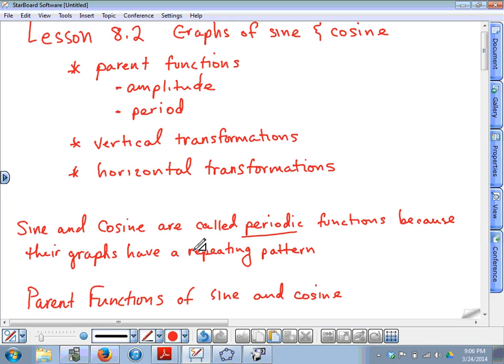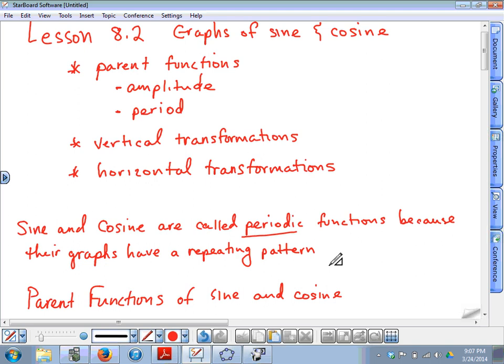First off, the sine and the cosine are what are called periodic functions. They're called periodic functions because their graphs have a repeating pattern, which you'll see here in a second. I'm sure some of you are already visualizing in your head what the graphs of sine and cosine look like because you've seen them before. They're much like a sound wave. They go up and down over and over again. Their domain is all real numbers, so there's no end to the graph, to the right or to the left. Those types of functions are called periodic.